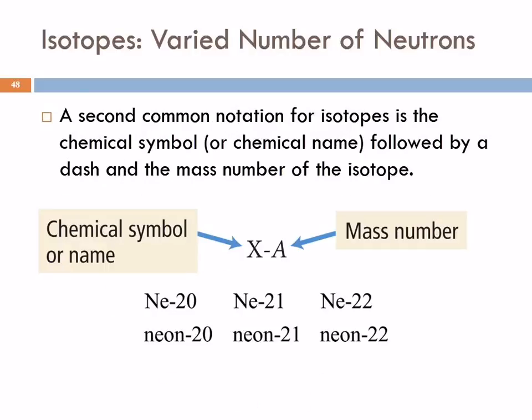Another common notation is to use either the chemical symbol or the name, followed by a dash and just the mass number. This doesn't give us the atomic number, but we have periodic tables, so we could look that up very easily. So neon-20, Ne-20, is the isotope that has a mass number of 20. And we've got neon-21 and neon-22.